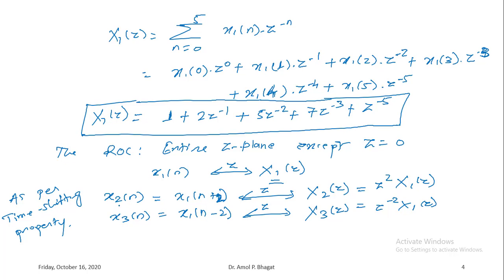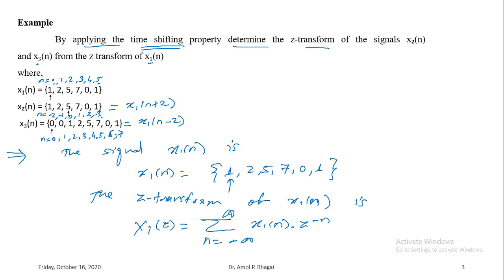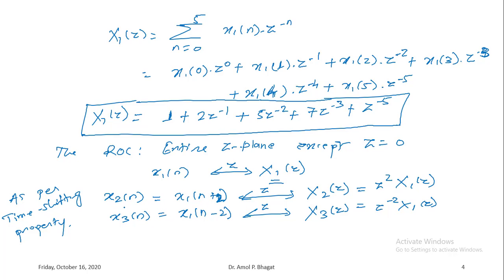as we know that this x2 of n is the advanced version of x1 of n, that is x1 of n plus 2, and x3 of n is the delayed version of x1 of n, that is x3 of n is equal to x1 of n minus 2. So simply the z transform of x2 of n and x3 of n can be identified from the z transform of x1 of n, that is x1 of z. So here you are simply multiplying this x1 of z with z square, and here you are multiplying it with z to the power minus 2.